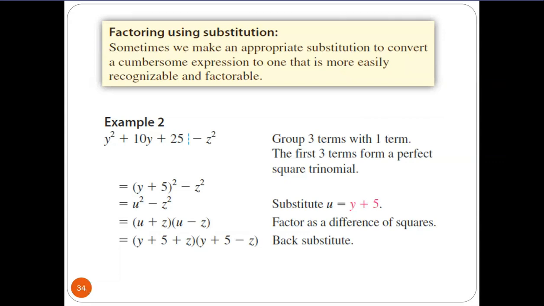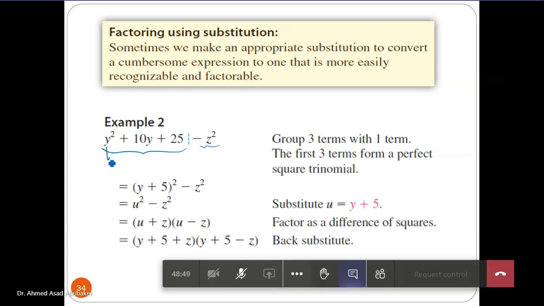Let's see this one with 4 terms. We have 3 terms. If we put it like this here, we can take y as a common factor from the first group. The second group, we have 25 minus z squared. We don't have any greatest common factor. So, sometimes if we have 4 terms, we must put 3 in one group and 1 in another group.